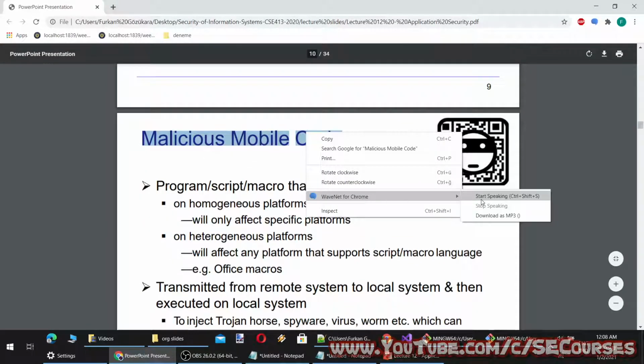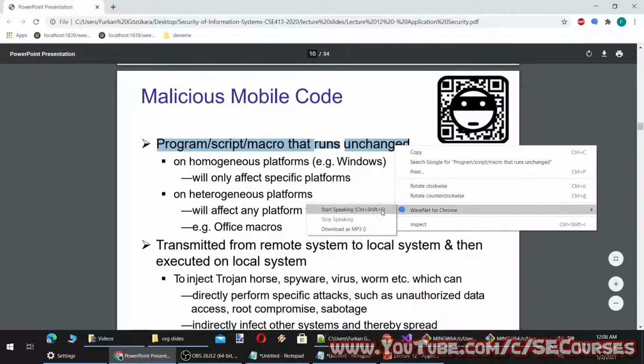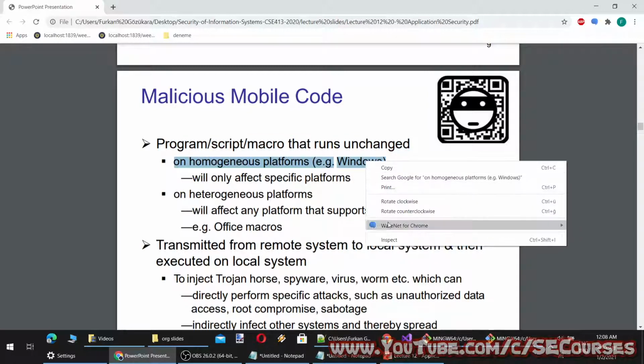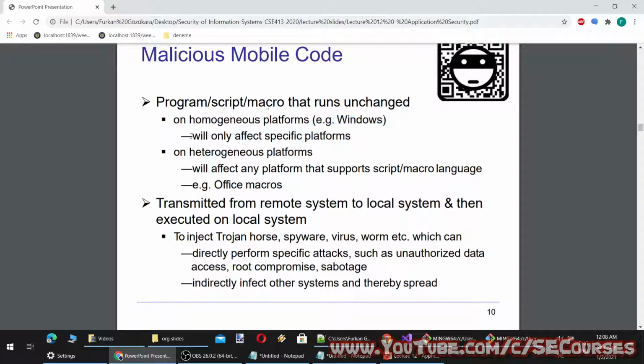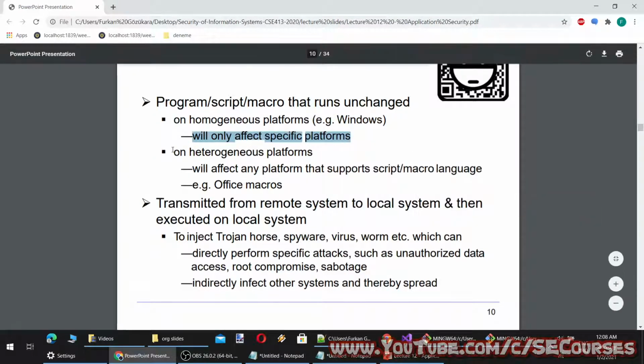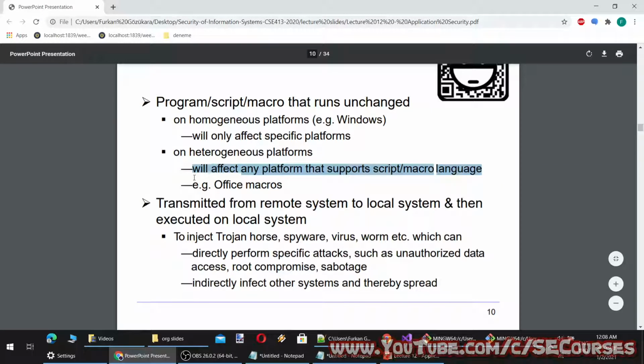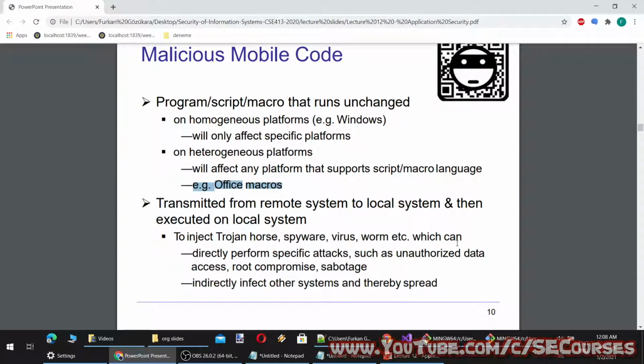Malicious mobile code. A program, script, or macro that runs unchanged on homogeneous platforms, e.g., Windows, will only affect specific platforms. On heterogeneous platforms, it will affect any platform that supports the script or macro language, e.g., Office macros. This is also another common methodology that I have seen, because people are usually tricked into activating the macro inside an Office document such as an Excel document, which is one of the most common ways.